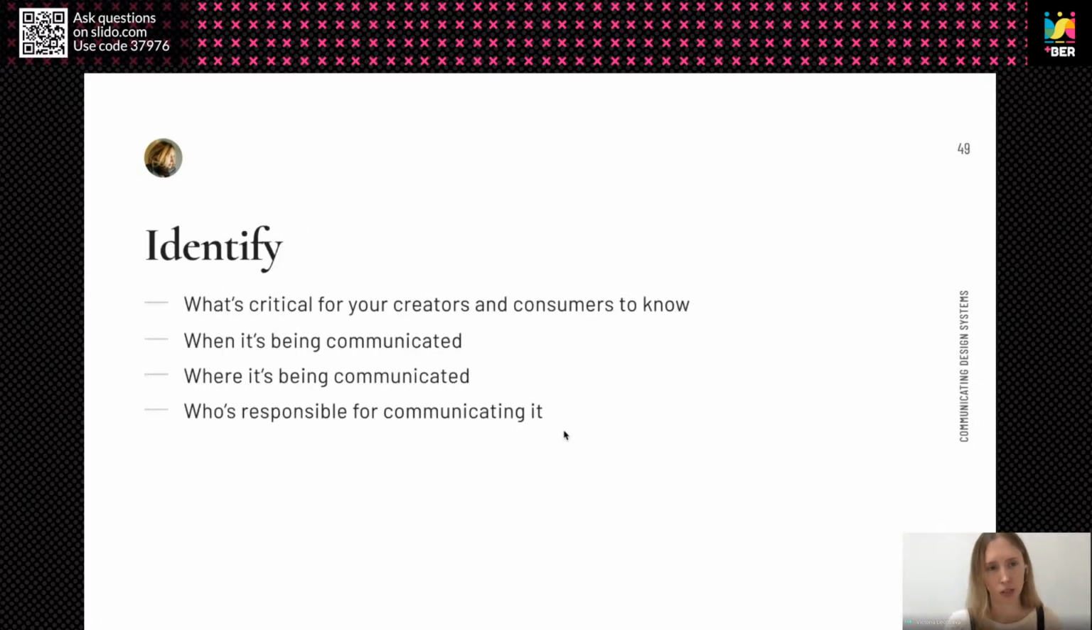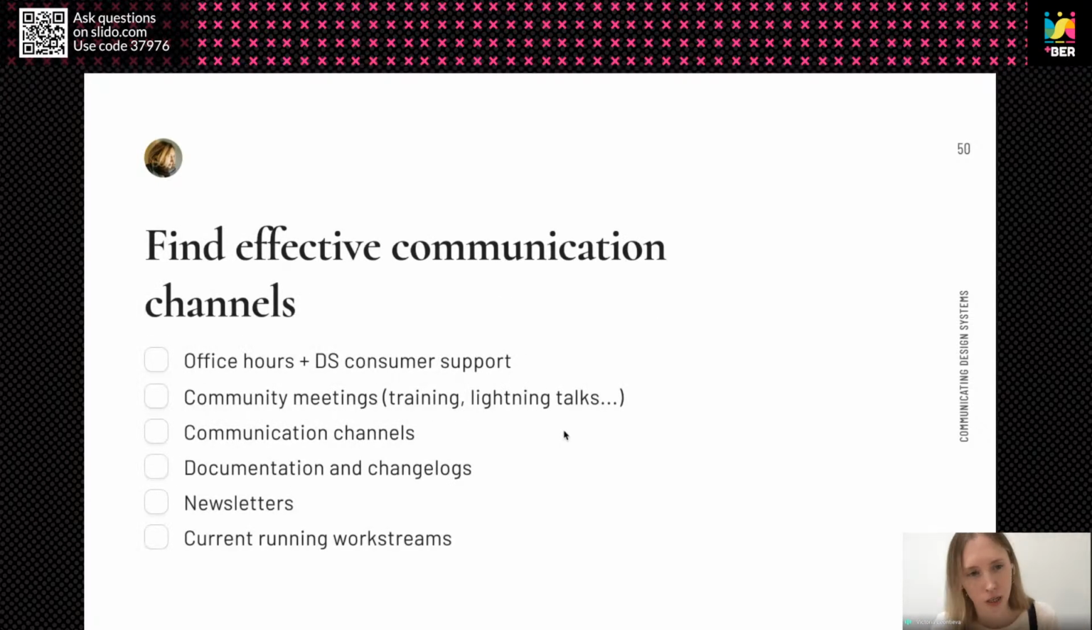So identify what's critical for your creators and consumers to know, when it's being communicated, where it's being communicated, and who's responsible for communicating it. Find effective communication channels. These could be office hours, design system, consumer support. That kind of sounds familiar, right? Like it can be customer support. And it's like, right, we are now having customer support for our design systems.